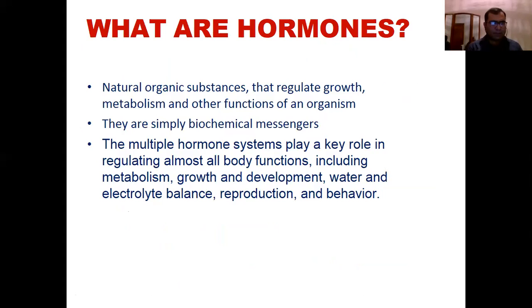They can be classified according to their chemical composition, the organs where they work, for example reproductive hormones in the reproductive organs, and whether they act on the same cells producing them, for example autocrines or paracrines. The multiple hormone systems play a key role in regulating almost all body functions, including metabolism, growth and development, water and electrolyte balance, reproduction and behavior.